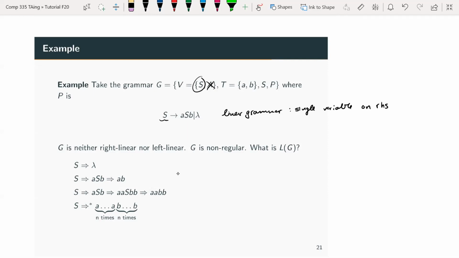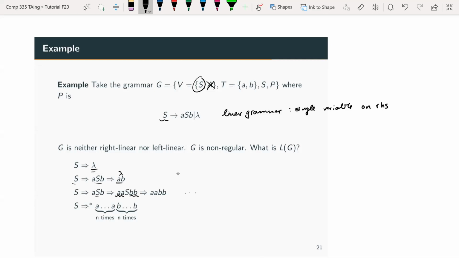So I know that I can generate lambda, right? I can also generate AB by replacing S with ASB, and then by replacing S with lambda. And then again, instead of replacing S with lambda, I could do the same thing. So here I would have the same number of A's as B's. I would have the same number of A's on the left as B's on the right.